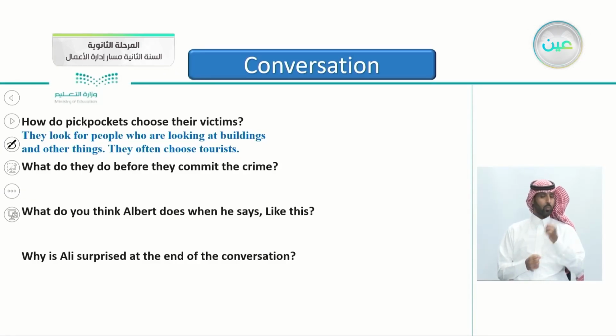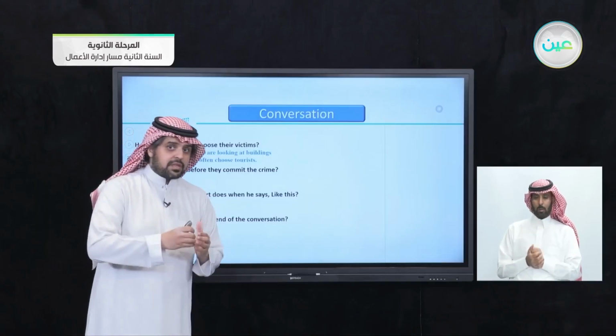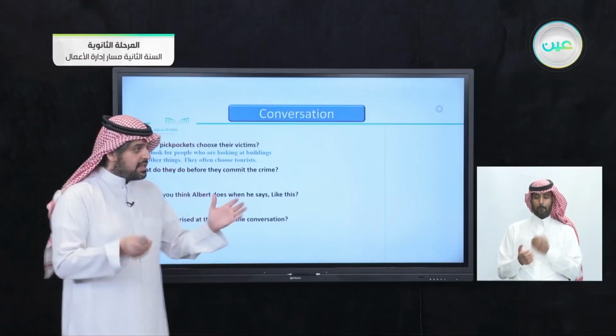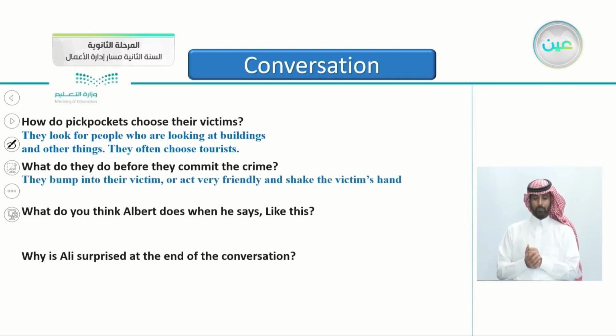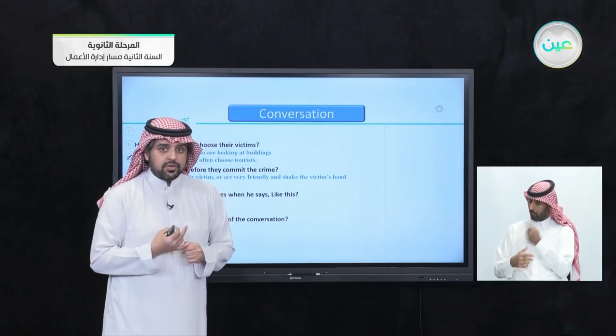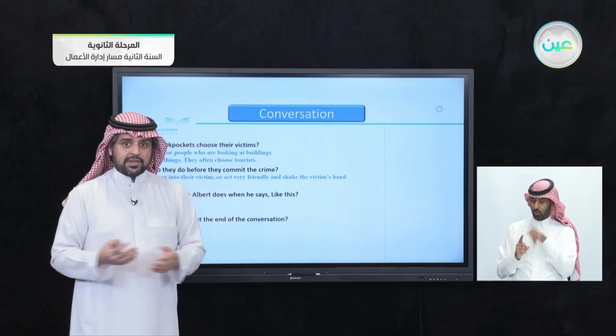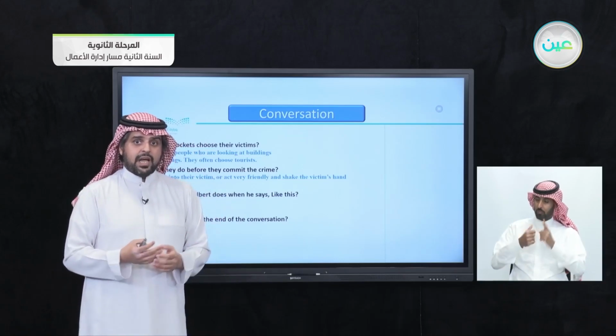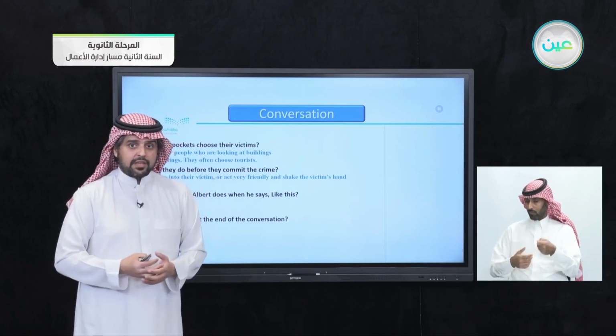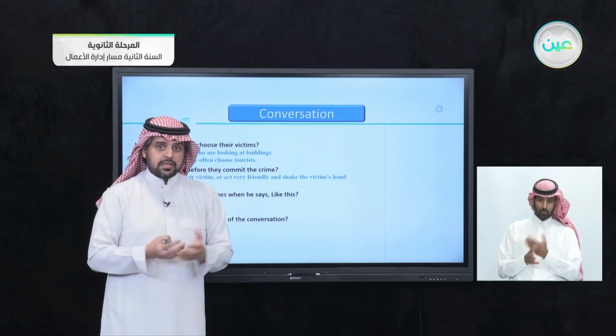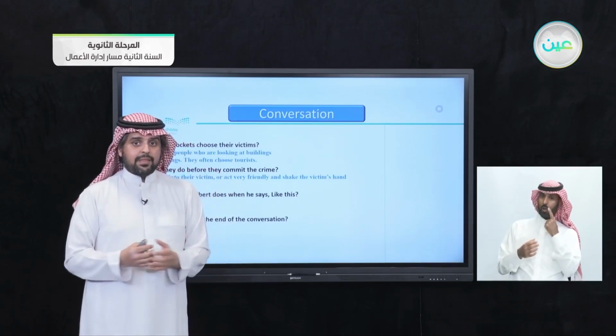What do they do before they commit their crime? Yes, that's correct. They bump into their victim or act very friendly and shake the victim's hand. So maybe they'll bump into you, or maybe they'll act friendly, trying to help you in some sort of way, and even shake your hand.